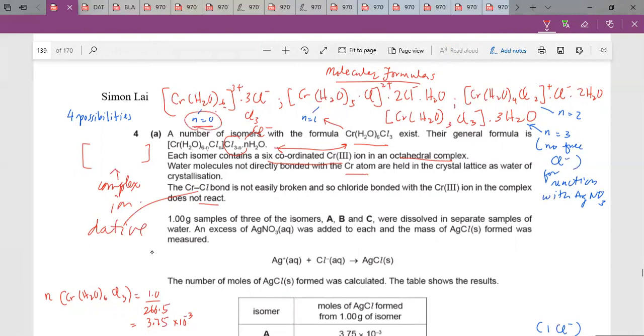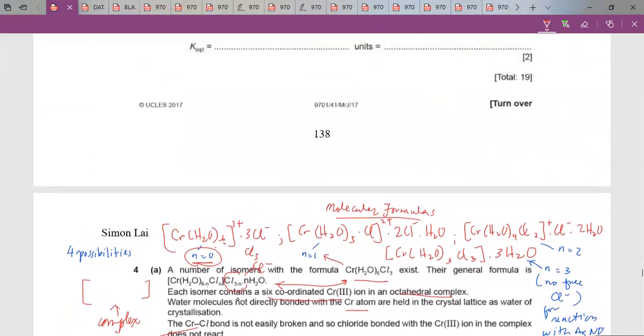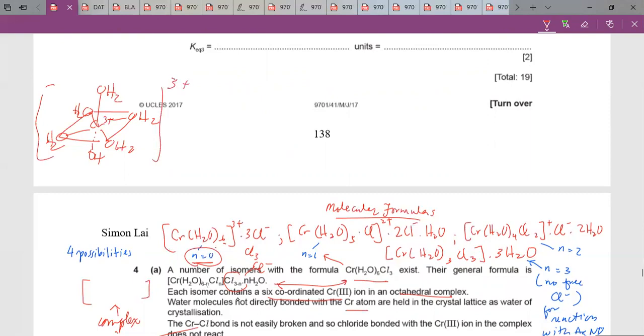In this case, the complex ion is just this one here. So in your mind, you must know the theory: Cr with water, and on top here is water as well. Of course it's 3 plus, the whole thing here is 3 plus. Now this is your structure. It's an octahedral structure. Octahedral, this is all they want. The octahedral complex ion.